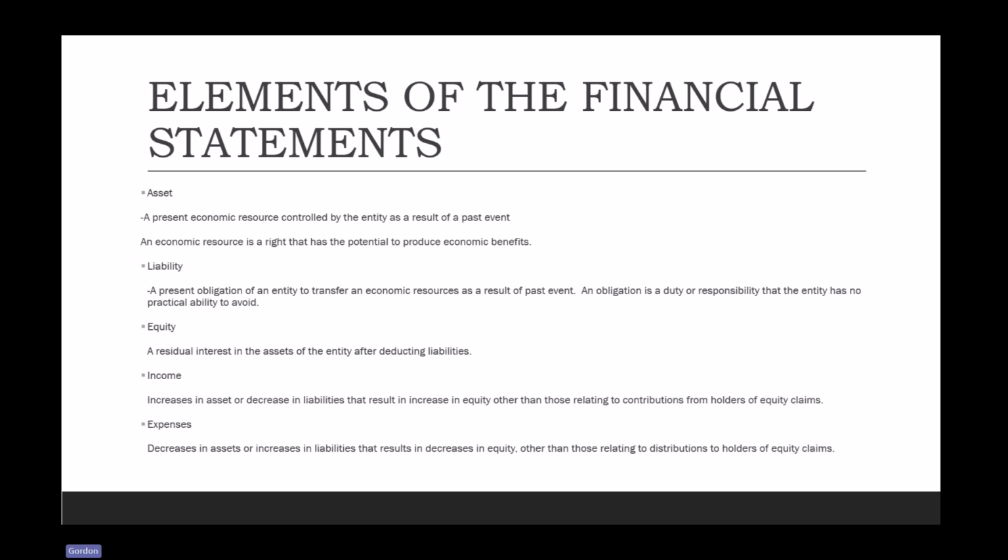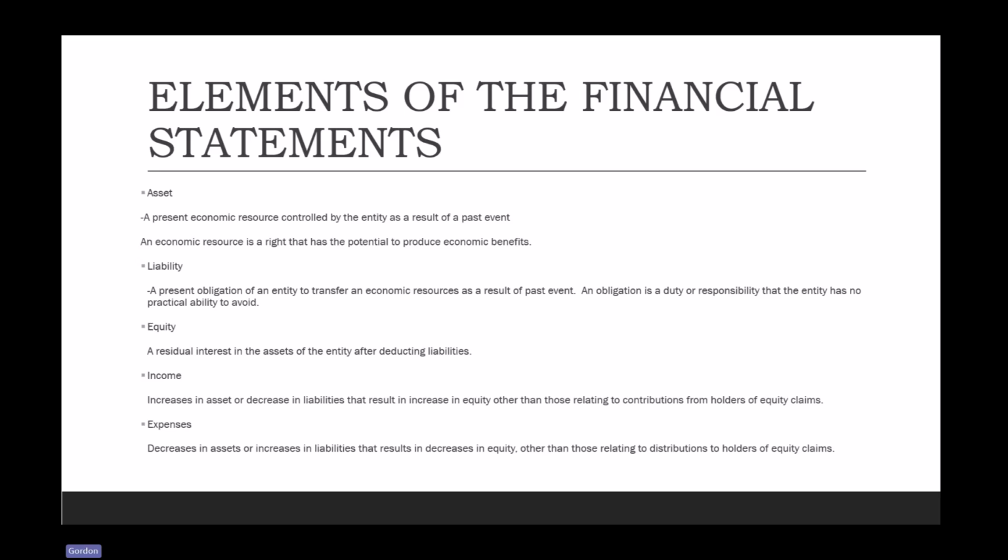Exactly. So whenever you sell, there are two journal entries that must be passed: the journal entry for the expense part and also the journal entry for the income part. But we'll get there. Don't worry about it.